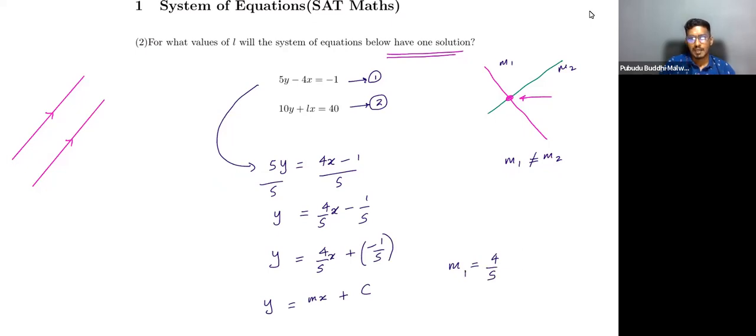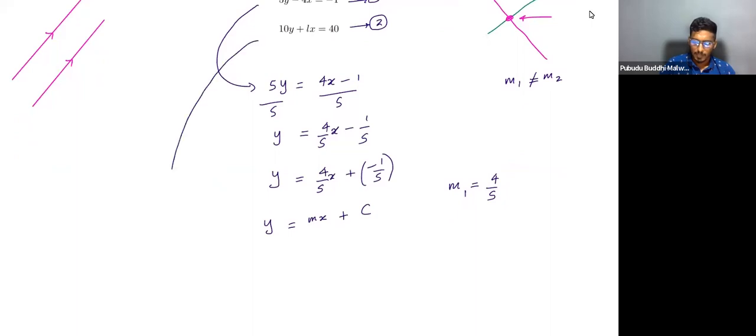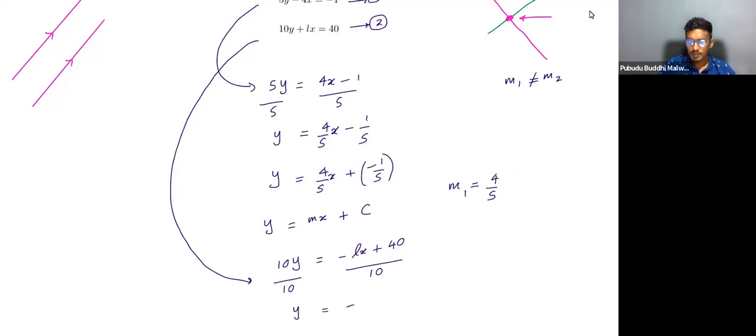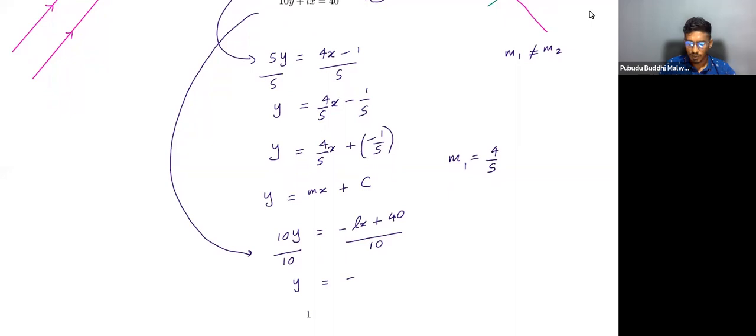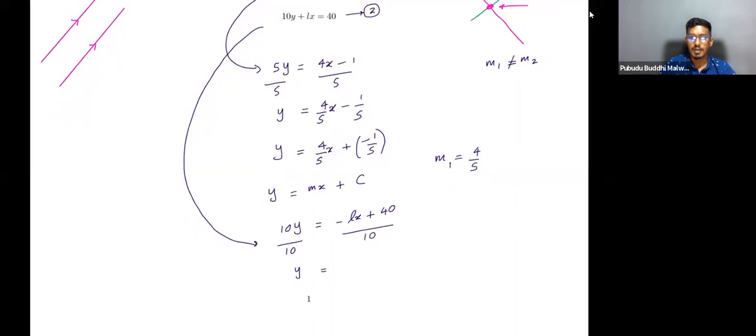Then for the second line, same idea. I'm going to move Lx to the other side, minus Lx plus 40. Divide both sides by 10. Same concept. Divide both terms separately by 10. 40 over 10, that is 4.